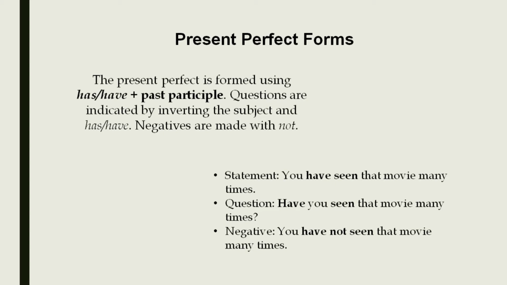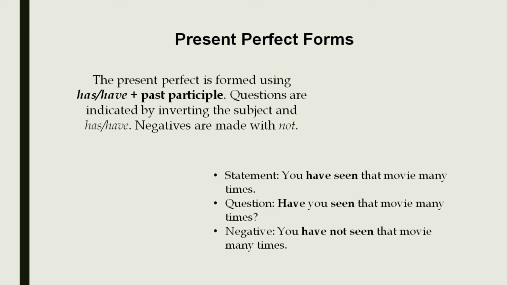As in all languages, in the English language there are also three sentence types: statement, questions, and negative. Statement: we have seen that movie many times. There is an example: have/has is the auxiliary verb of the present perfect time and seen is the irregular verb, third form. You have seen that movie many times. Question: have you ever seen that movie many times?